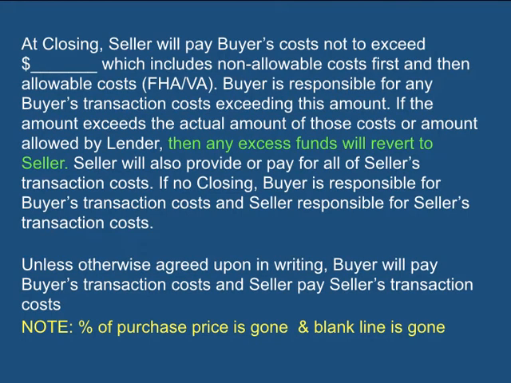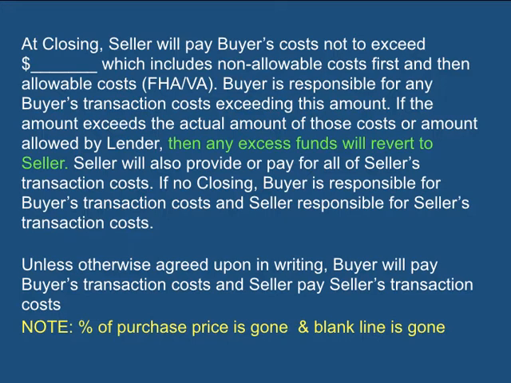Now we move to the closing cost section if the buyer wants the seller to pay any of the buyer's closing cost. At closing, the seller will pay buyer's cost not to exceed blank dollars. The percent that used to be there is no longer here. It's simply dollars, which includes non-allowable costs first and then allowable costs with FHA and VA. Buyer is responsible for any buyer's transaction cost exceeding this amount. If the amount exceeds the actual amount of these costs, those costs or amount allowed by the lender, any excess funds will revert to the seller. Make sure your buyer is aware of that.